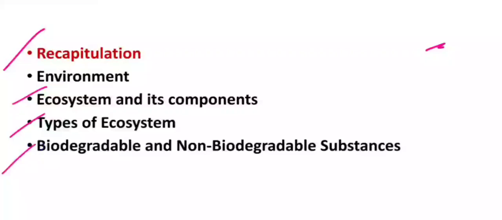Then we have done biodegradable and non-biodegradable substances. The substances which get decomposed by bacteria are the biodegradable substances. These mainly include organic waste, and the substances which are not broken down by the action of bacteria or saprophytes are known as non-biodegradable substances.